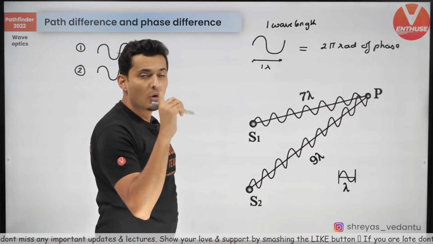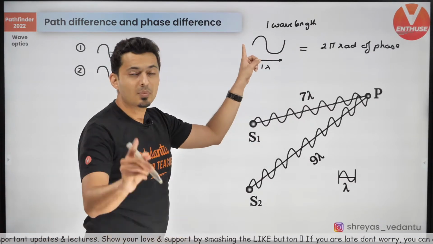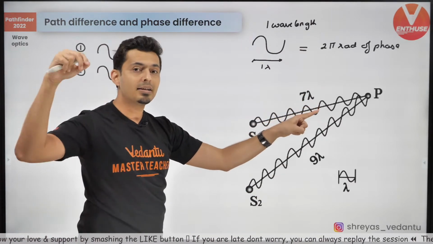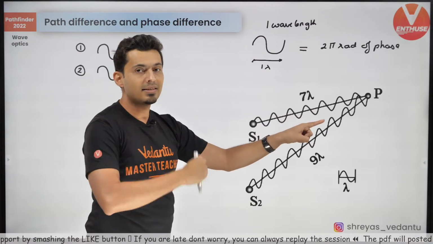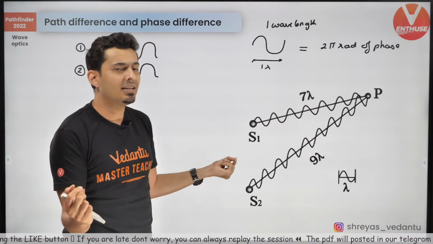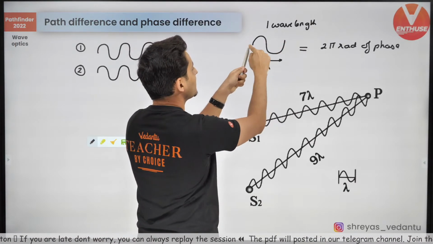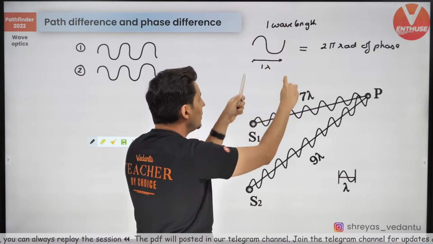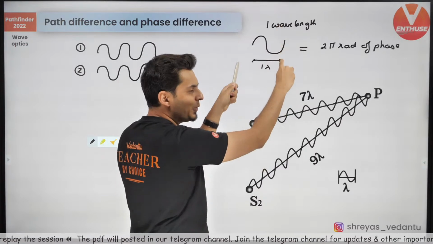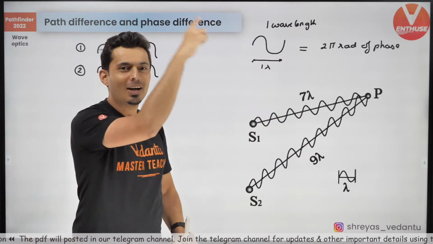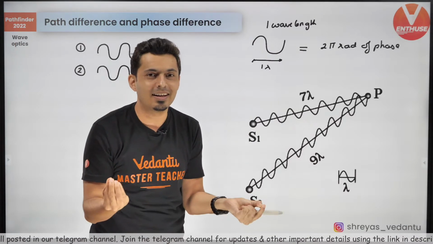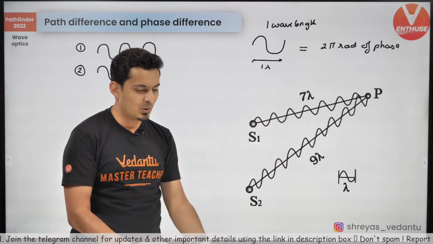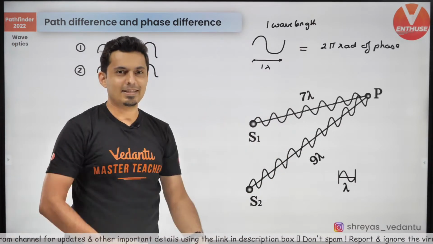Very, very important. 2 pi radians of phase corresponds to 1 wavelength, and 2 pi radians means 360 degrees. Pi radian is 180, 2 pi radian is 360. Why am I saying it is 360 degrees? Because if one chooses 2 points which are 1 lambda apart, both of them will go up and down together, so they are perfectly in sync. So they have a phase difference of 360 degrees, which is the same as 0 degrees.